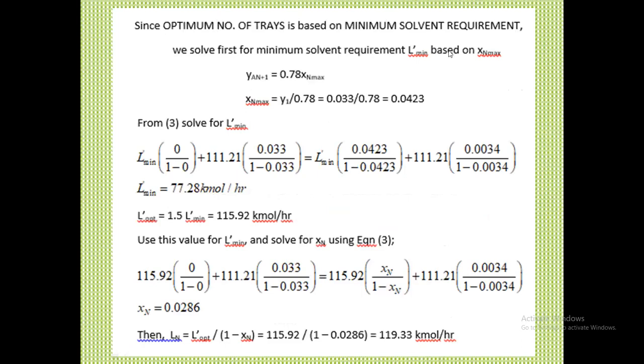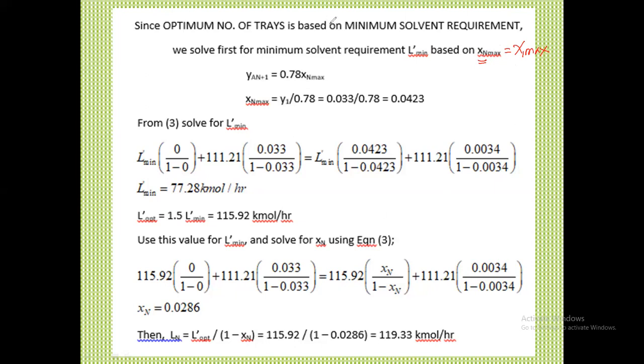So since the optimum number of trays is based on the minimum solvent requirement, I have mentioned that before we started solving this one, we solve first for the minimum solvent requirement, and that's the L prime minimum based on Xn maximum. So determining the L prime minimum based on Xn maximum. This Xn maximum, based on the slide that was shown to you a while ago, is actually equivalent to X1 maximum, based on the representation 1 for the bottom of the column and 2 for the top. So this Xn is actually at the bottom using the original representation of Geankoplis.